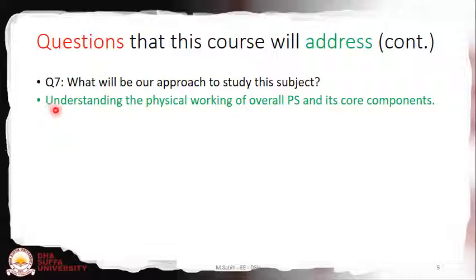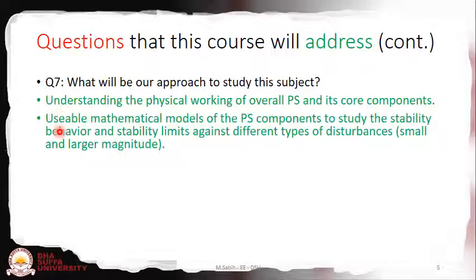Number 1, we will focus on understanding the physical working of overall power systems and the core components in it. And we will use some usable mathematical models of the power systems that will help us in the stability study and to figure out the stability limits against different types of disturbances. Note that the disturbances may be different, and the same disturbance occurring at a different time or different location will put different challenges, and also the magnitude of the disturbance itself. So we will discuss it in detail.